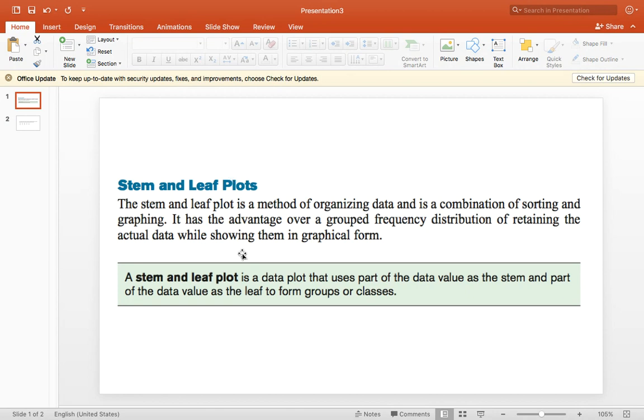So the stem and leaf plot is a method of organizing data and is a combination of sorting and graphing. It has the advantage over group frequency distribution of retaining the actual data while showing them in graphical form. A stem and leaf plot is a data plot that uses part of the data value as a stem and part of the data value as a leaf to form groups or classes. All right, so let's just go ahead and do a problem real quick, and that'll be it for this video.